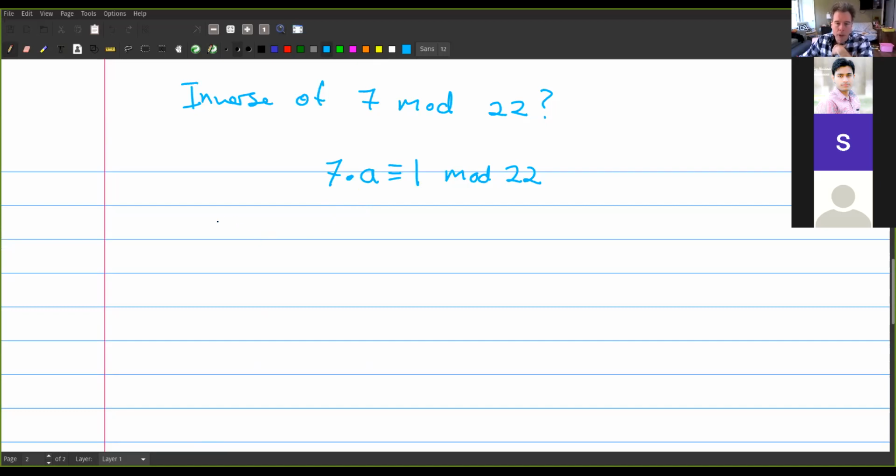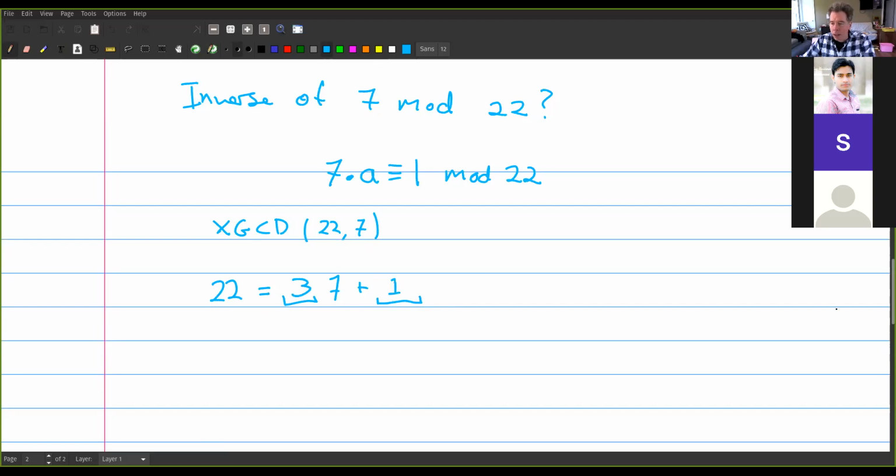So let's do it. Let's apply the extended Euclidean algorithm. Let's do XGCD. This is the way that I like to write the extended Euclidean algorithm of 7 and 22. It doesn't matter which one you write first, but I'm going to write it like this. I write 22 is equal to blank times 7 plus blank. So what goes in those slots? Is the first one 3? Yeah, 3 plus 1.